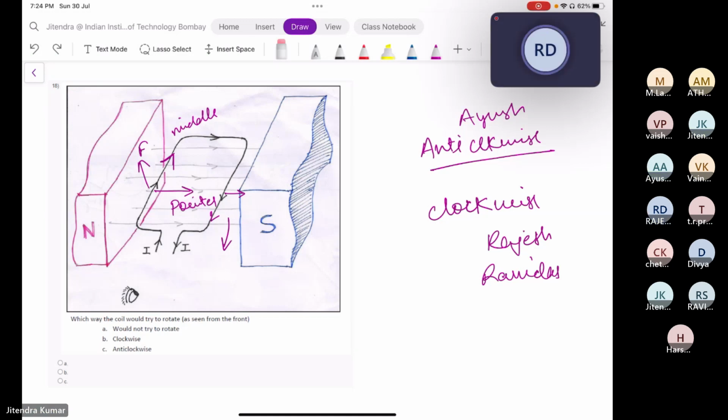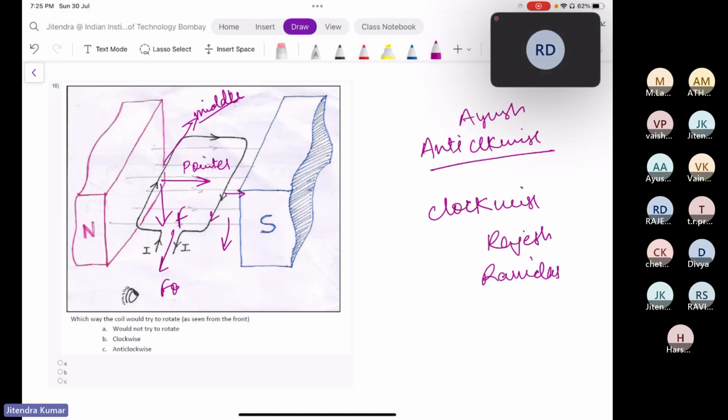Yes, sir. Yeah, these things are a bit confusing, but the conclusion is that in the left wire, you place the middle finger in the direction of current, and your pointer you should place in the direction of the magnetic field, and you will see that the force is downward. That is the direction of force. Sorry, that is the direction of your thumb.